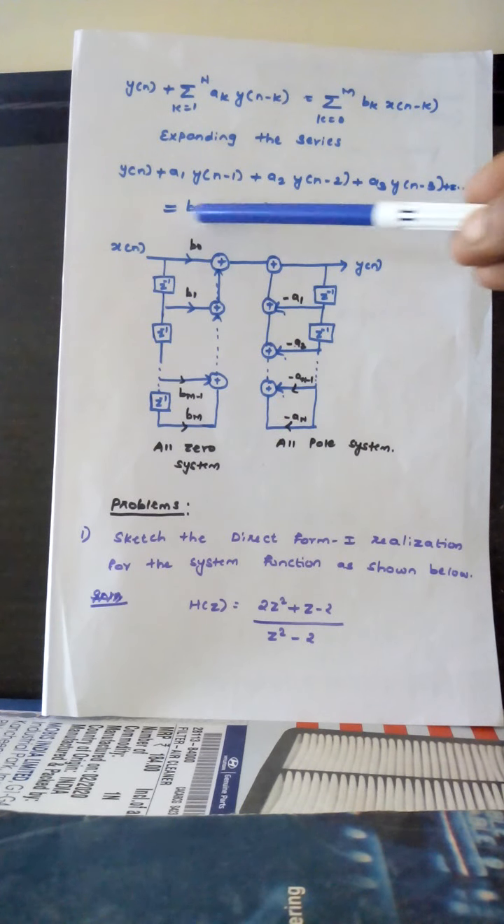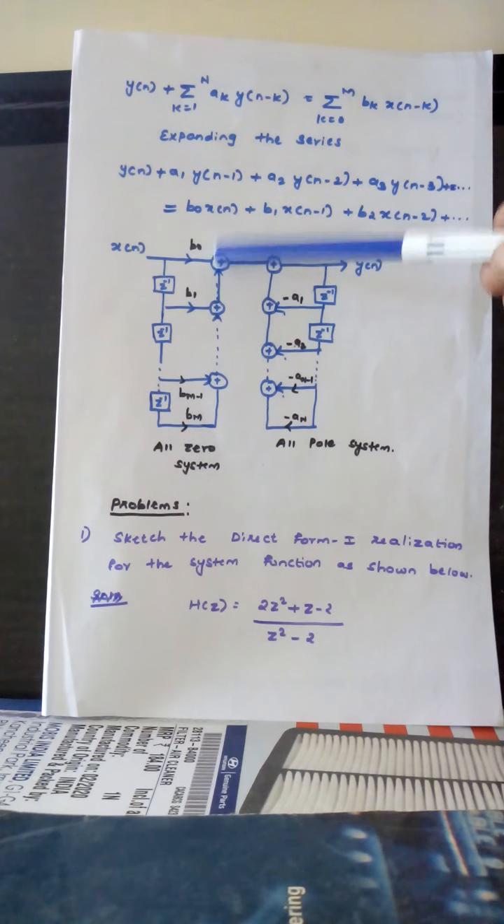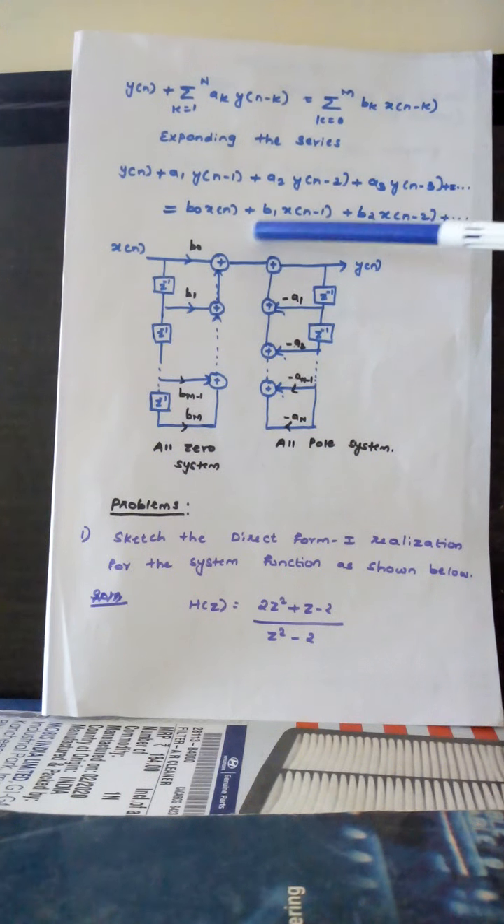First you take this input, so b0 into x of n, correct? Here we draw x of n, which is multiplied with the constant b0. So this term is added with this term, correct?